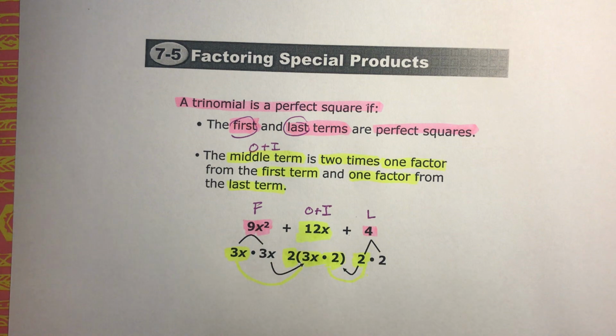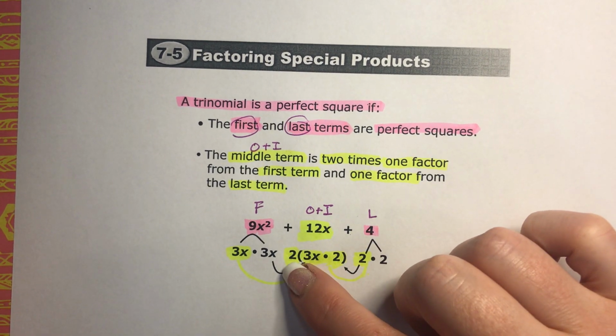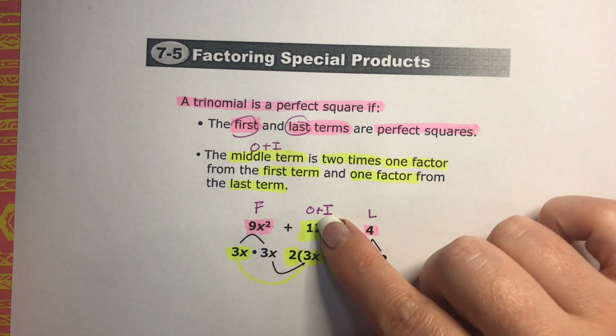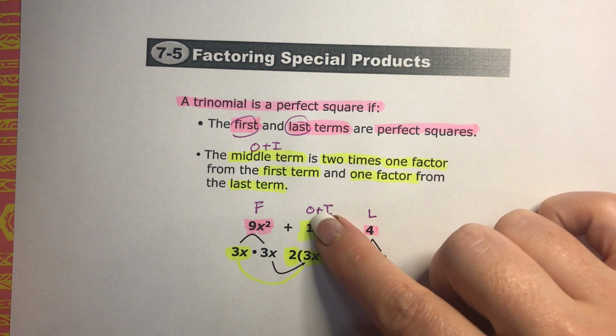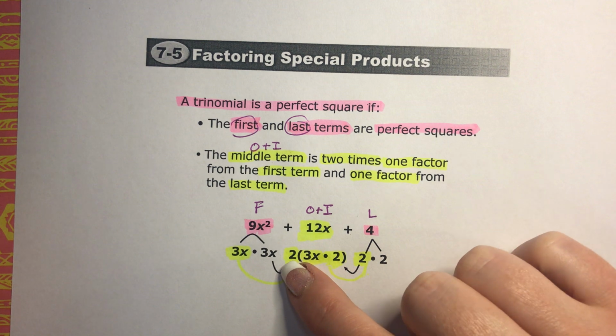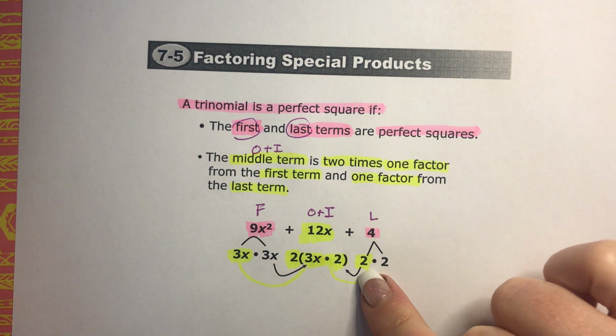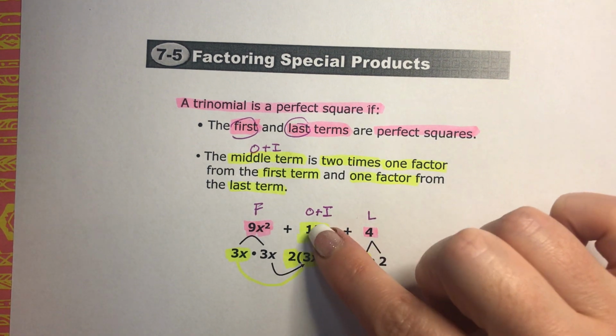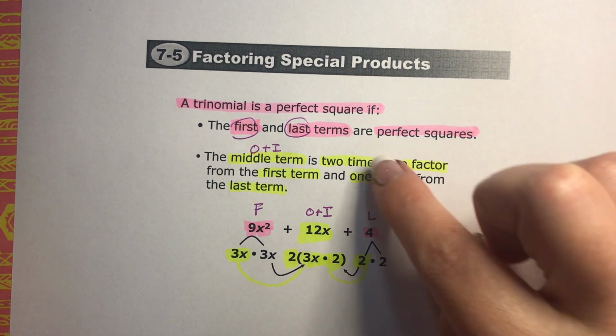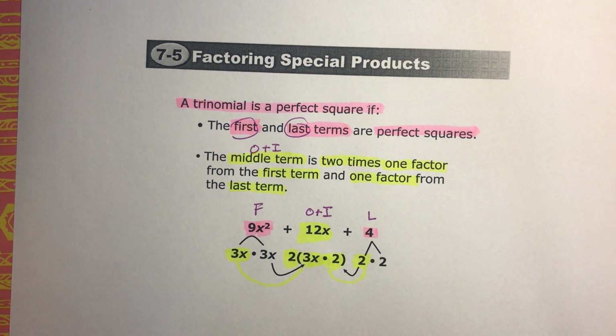Okay? So there's a 2, right? Because the outside and the inside, you're going to be adding 2 things, and those 2 things have to be the same. So that's why it's the 2 times. One from this and one from that. Okay, so 3x there and the 2. And so if that's the case, you know that looking at this, it's a perfect square trinomial.